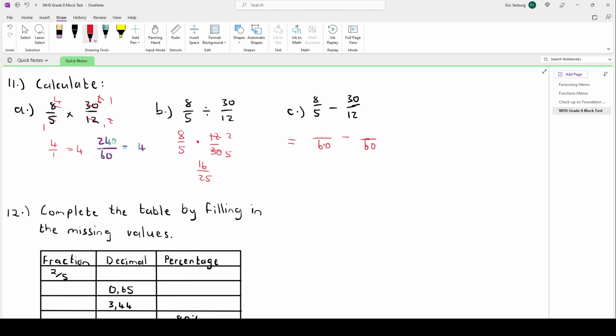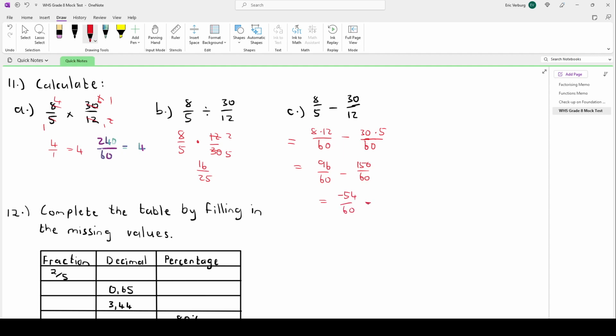So 5 times 12 will give us 60. Then at the top we also have to do 8 times 12. And over here we had 30 over 12. But 12 times 5 was 60. So at the top we also have to multiply by 5. So that'll give us 8 times 12 is 96. And then 30 times 5 is 150. And then we can just do that. So 96 minus 150 is negative 54.